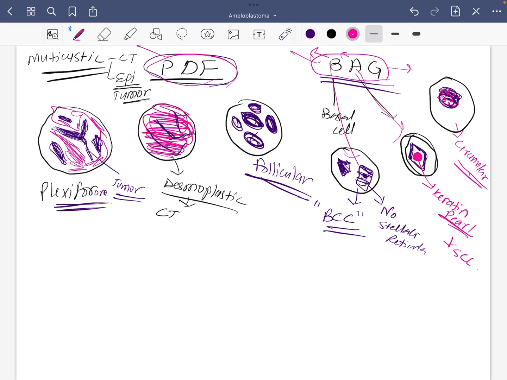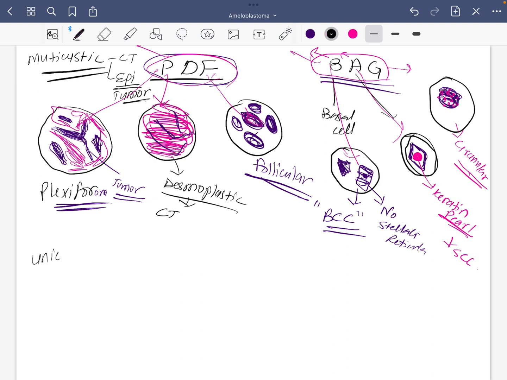In PDF, you will just have to look. If it's multiple big islands, it's follicular. If there are strands, it's plexiform. If you see too much connective tissue, sometimes giving an appearance of hyaline cartilage, it's desmoplastic. That's how easy it is, right?